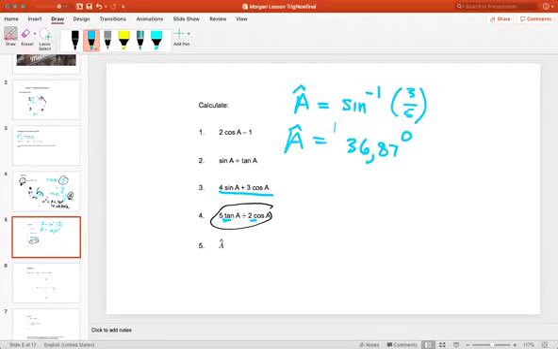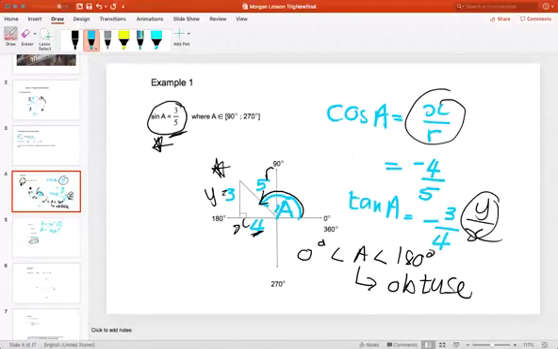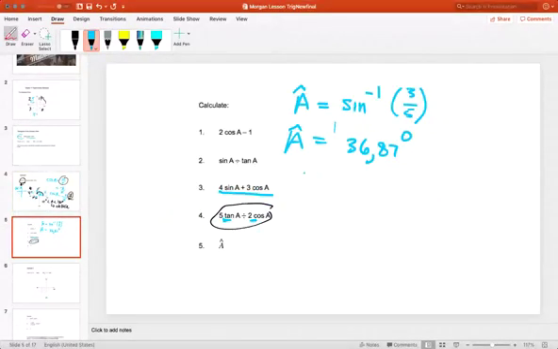36.87 degrees. Now, if you go back to the diagram, can you see that that angle does not actually fit our diagram over here? Because 36 degrees is in quadrant 1, but we're actually in quadrant 2. And if you remember from your reduction formula, quadrant 2 is a 180 minus your acute angle quadrant. So if we come back over here, we say, therefore, angle A is 180 degrees minus 36.87 degrees. And always show your degree sign.